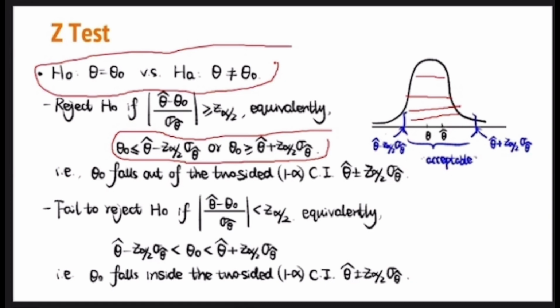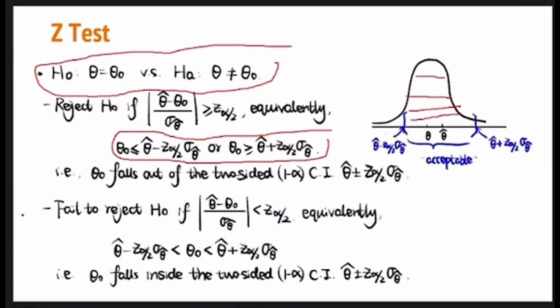Does that make sense? It is either smaller than the lower bound or greater than the upper bound, and that is a rejection. Does that make sense? I'm trying to tell you the way we can use the idea of a confidence interval to take a decision regarding hypothesis testing. So there's a connection between them.